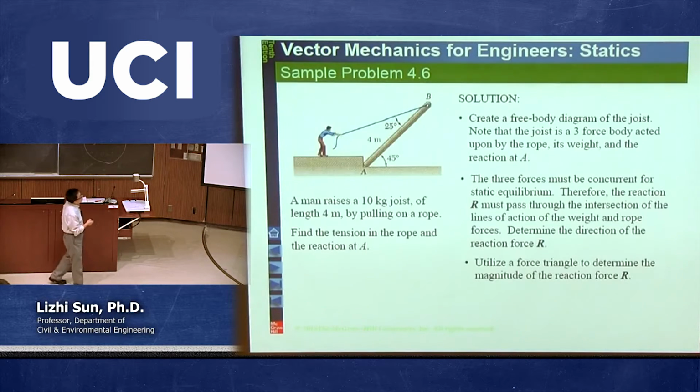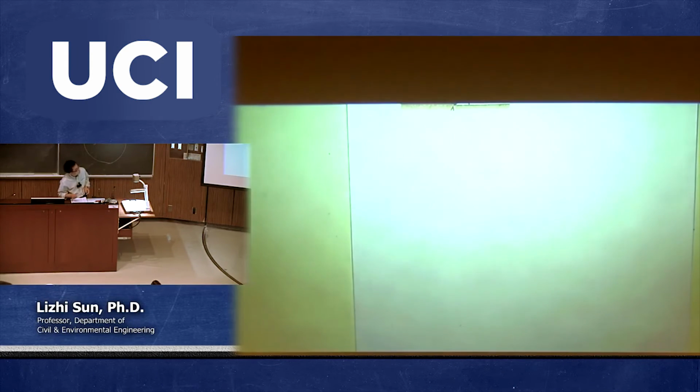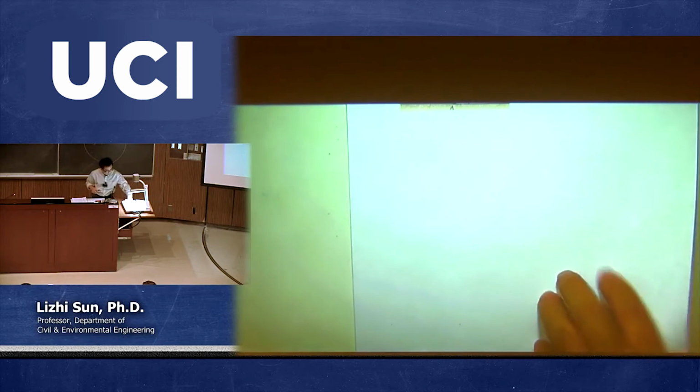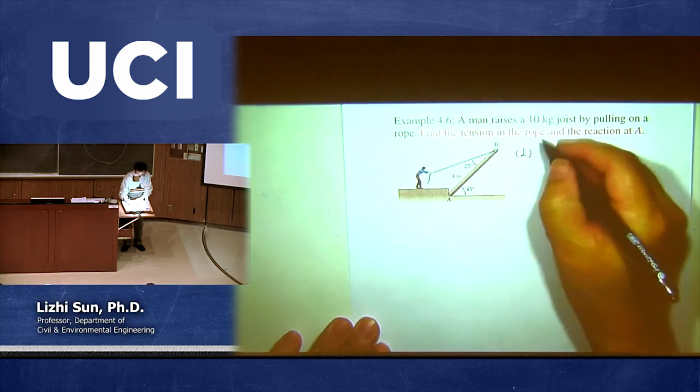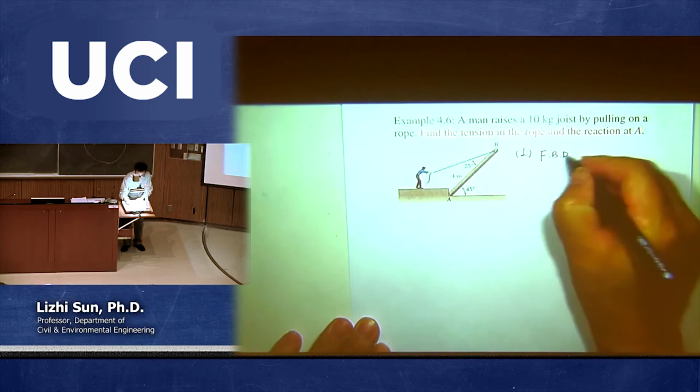What I'm trying to show you is another way to solve this problem, which is to use the component method, which I emphasized since chapter 2, to solve the same problem, and then we can compare the results. So I'm going to use the document camera to solve the same problem. Okay, so we still follow the same steps. Number one, we need to plot the free body diagram.